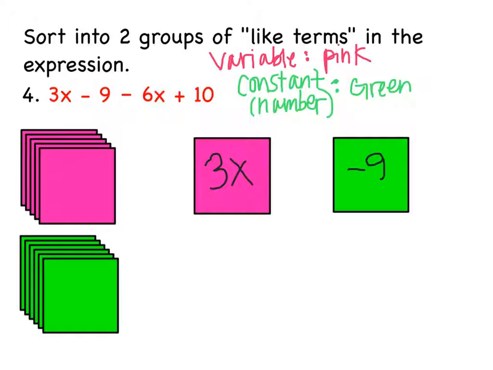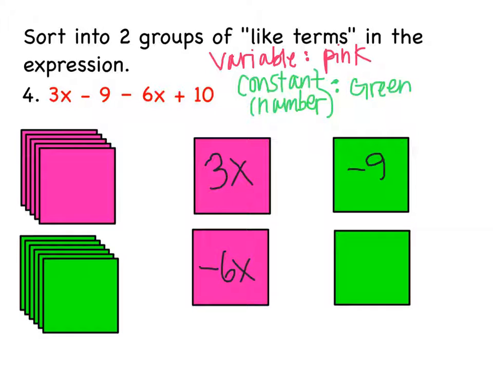All right, our next one is -6x, so we're going to grab a pink sticky. And I'm going to write -6x on that. And then my last number is 10. So I'm going to grab a green sticky. And I'm going to write 10 on it. Now, I was kind of sneaky and I already did this as I went, but if you haven't already, go ahead and organize them so that all your pinks are together and all of your greens are together.